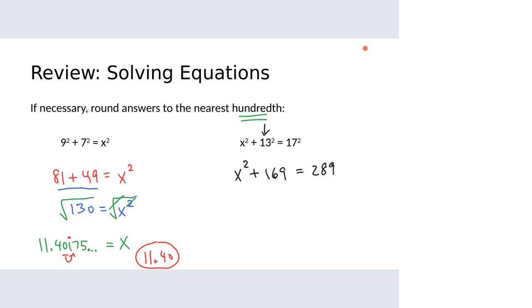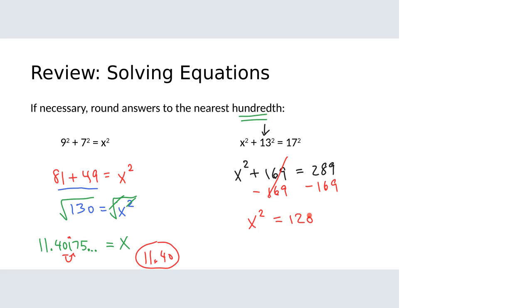Outstanding, Jessica. You're exactly right. I'm going to subtract 169 on the left. The reason I do that is because these will cancel, leaving me just x squared. So I don't have my answer yet, but I'm closer. And then if I subtract 169 on the left, I also have to subtract 169 on the right. And when I do that, I get 120.